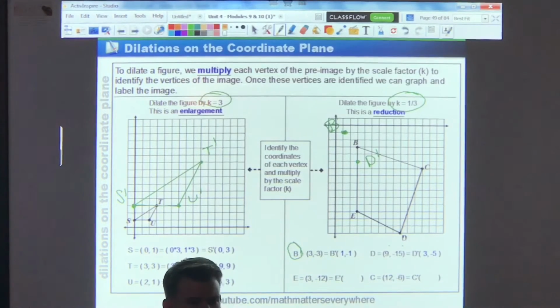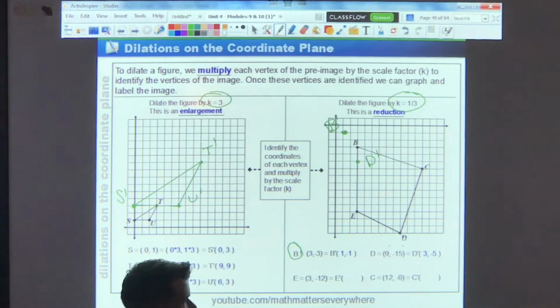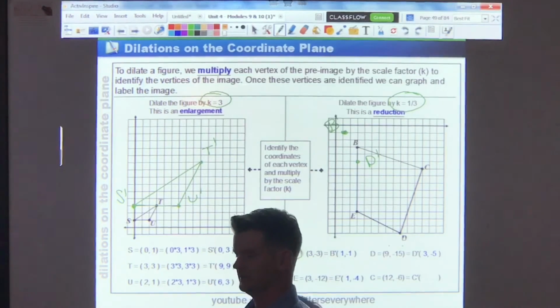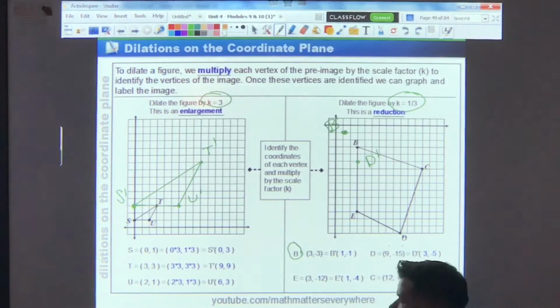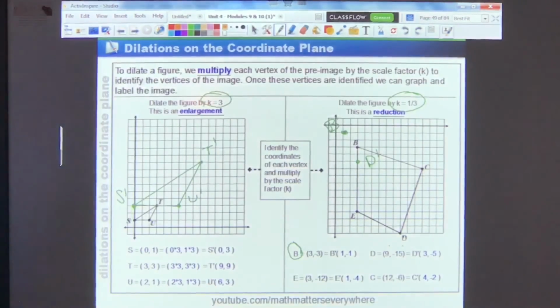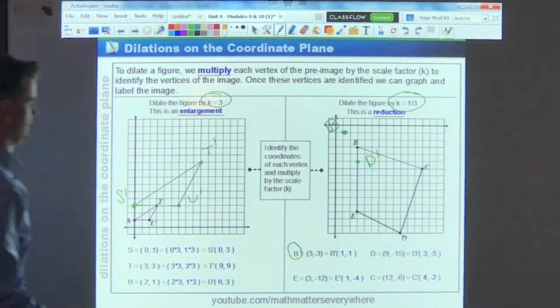Anybody have E or C? Savannah, what do you got? 1, negative 4. Good. And Deborah, what do you have for C prime? 4, negative 4, comma, negative 2. Good. Once you get all those points, you want to go in and graph them, label them, and then play connect the dots.